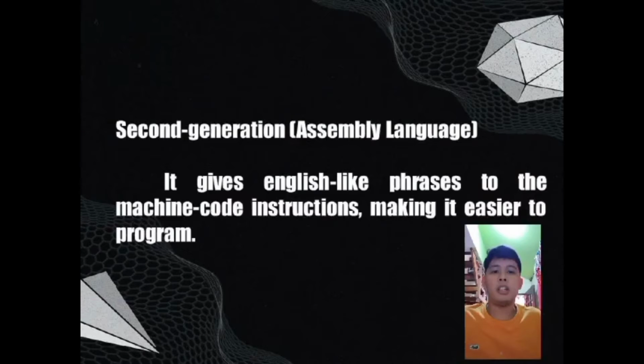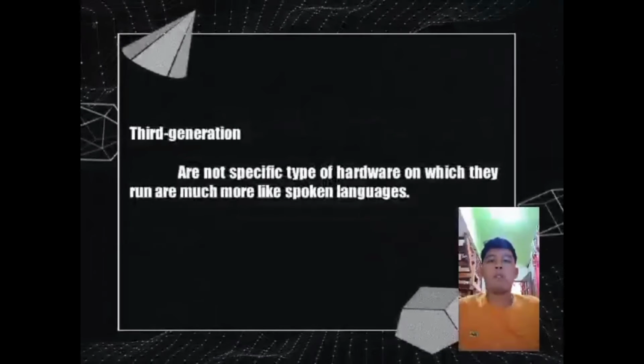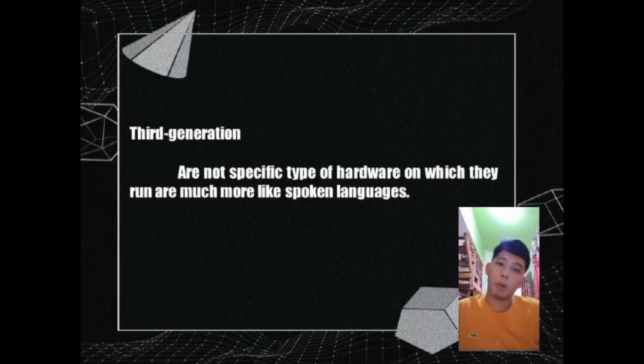In addition, we have the second generation, which is called assembly language, which gives English-like instructions. It is a program that must be run through an assembler or application to translate it into machine code. Moreover, the third generation languages are not specific to a type of hardware on which they run and are more like spoken language. Examples: BASIC, C, Pascal, and Java.